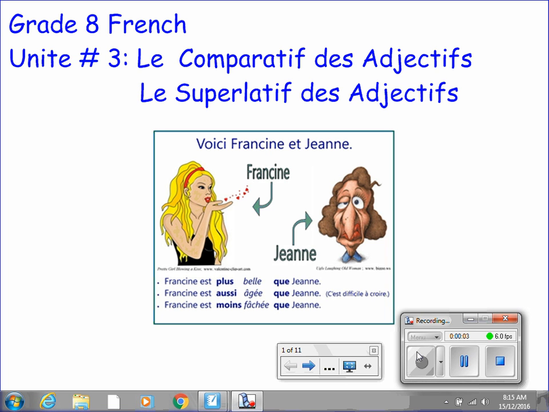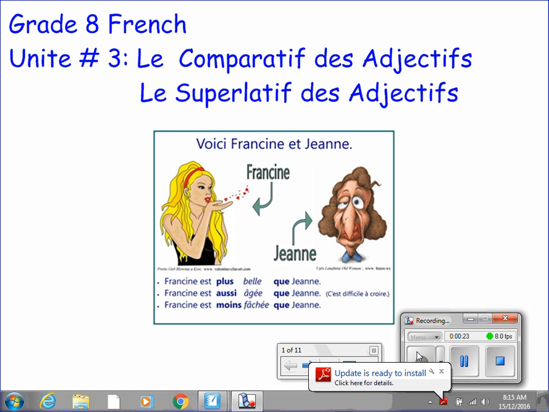Bonjour, bienvenue. Welcome back to Grade 8 French. This is our second grammar slash parts of speech lesson for Unité 3. The title is Le comparatif des adjectifs et le superlatif des adjectifs.